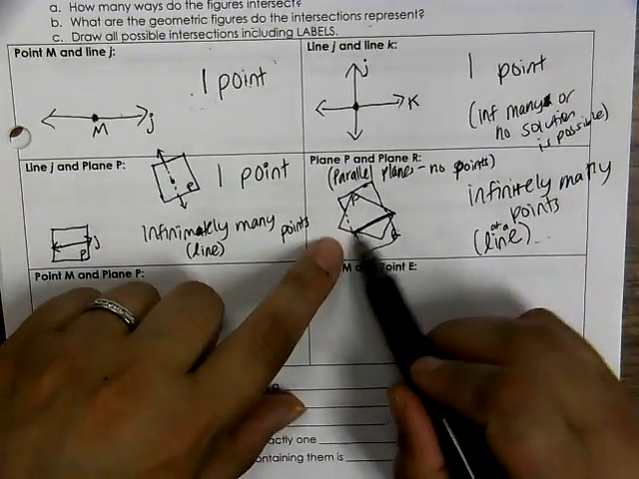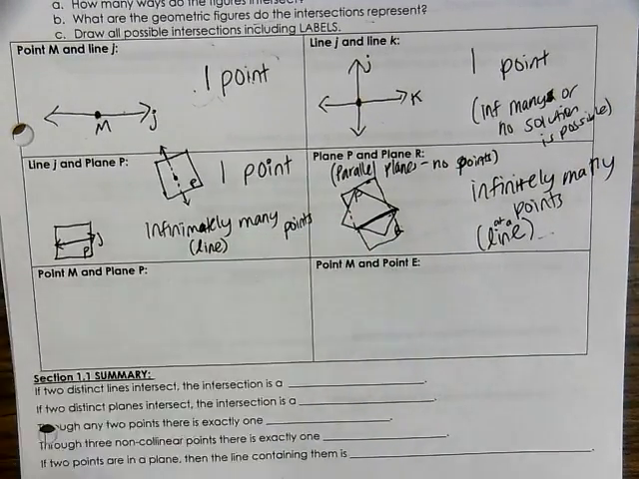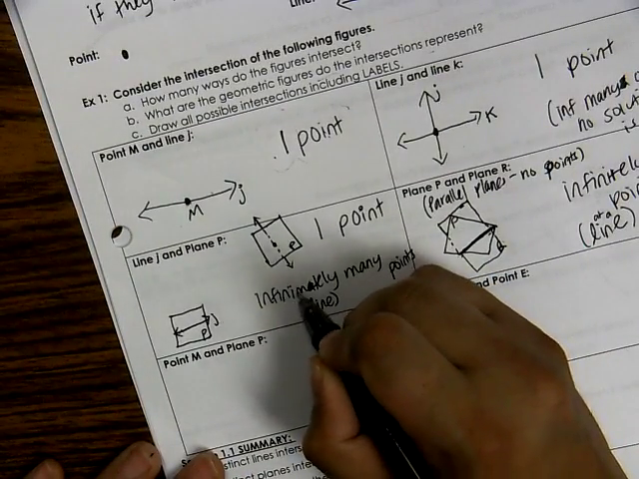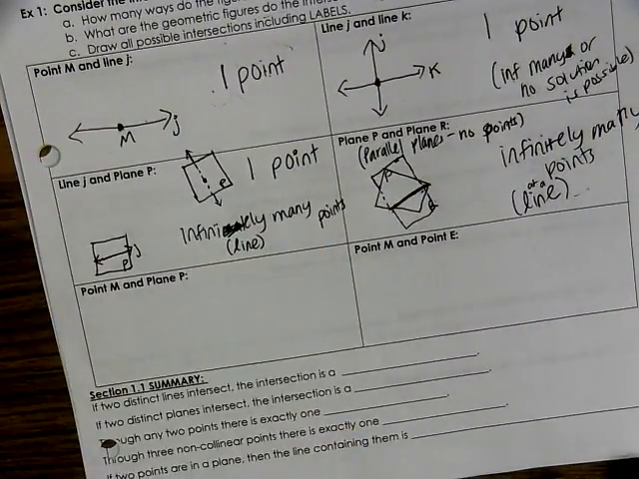There's no label for this line, though, so you would have to give it a name if you were talking about this specific line, if it wasn't labeled for you. I spelled this wrong. Infinitely. There we go. All right, so infinitely many points on that one.